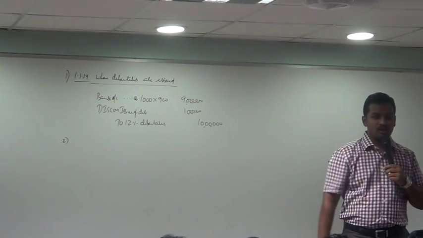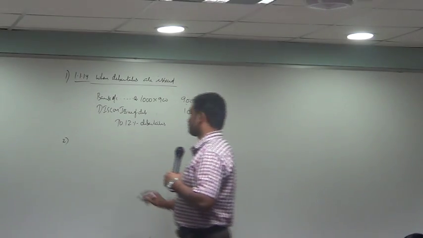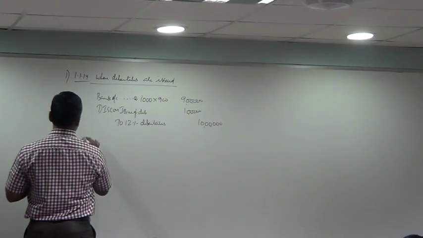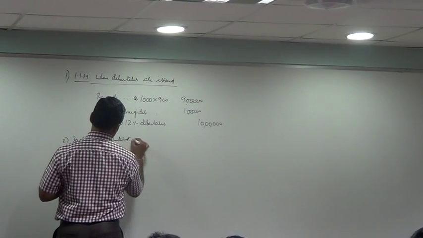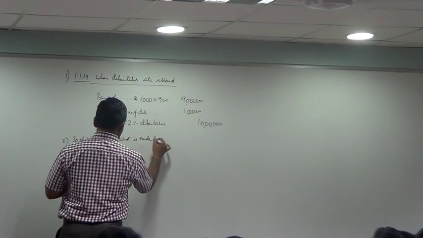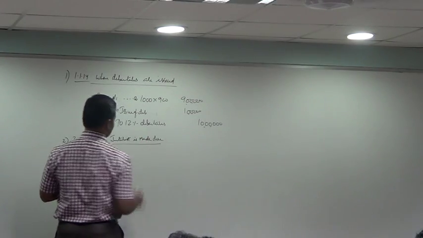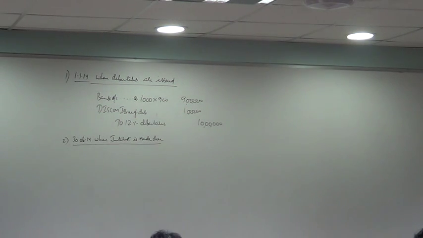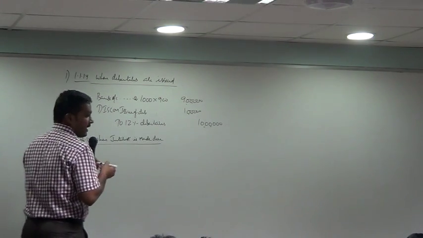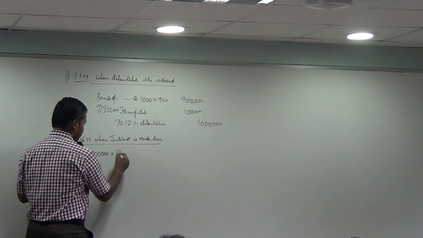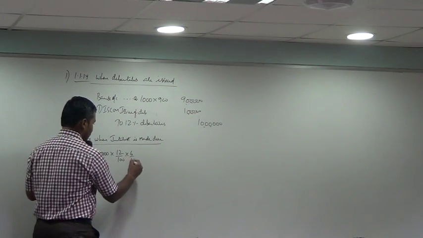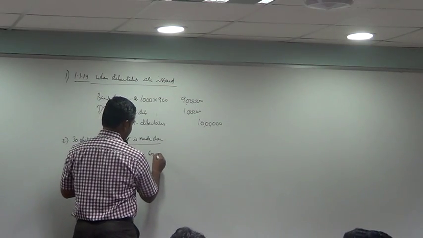Okay. Write down next. On 30th June, when interest is made due, calculate interest first of all. 10 lakh loan amount into 12% into 6 by 12, 60,000.